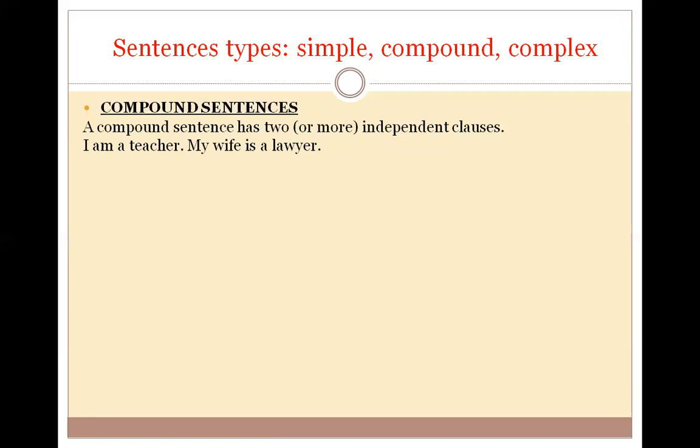But if I want to join the sentences, I want a word or a phrase. So if I join the sentences, I'll make this into one sentence. This is called a compound sentence. A compound sentence is one in which we have two simple sentences together, or two independent clauses together. I'm a teacher and my wife is a lawyer.